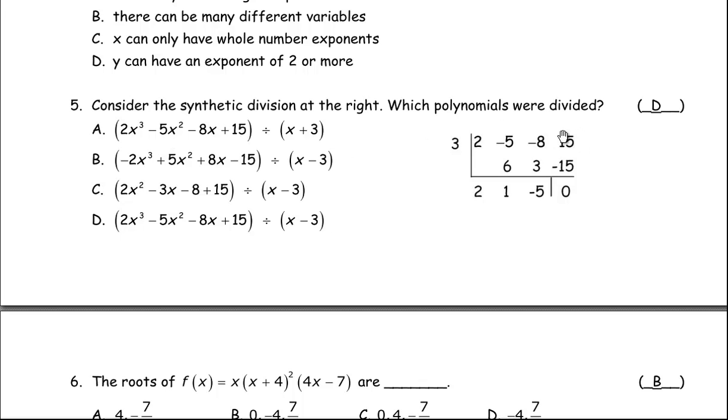For number 5, it says consider the synthetic division, which polynomials were divided. Well, this 15 here is the constant term, and then that's the x term, the x squared term, the cubic term. So it would be 2x cubed minus 5x squared minus 8x plus 15 was divided by, and there's a 3 here, so it's divided by x minus 3. So that's why D is the correct answer. A is kind of close, but it says x plus 3. It's always x minus whatever this number is right here.